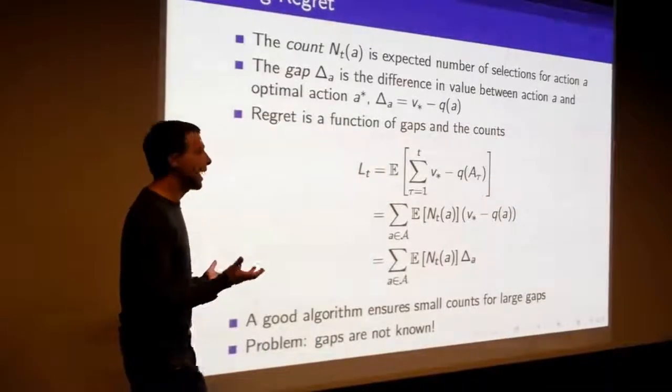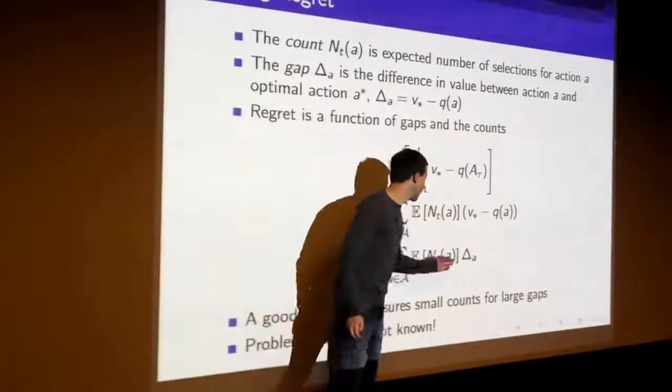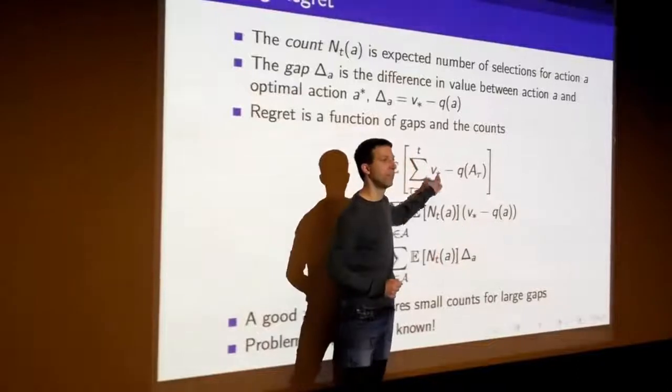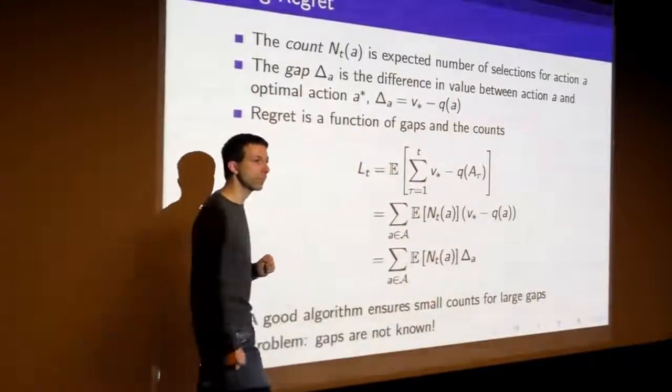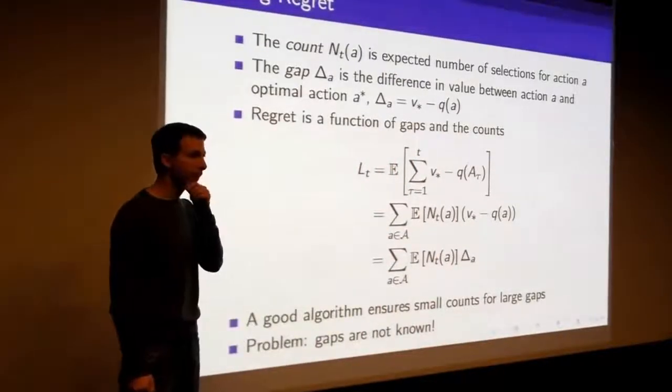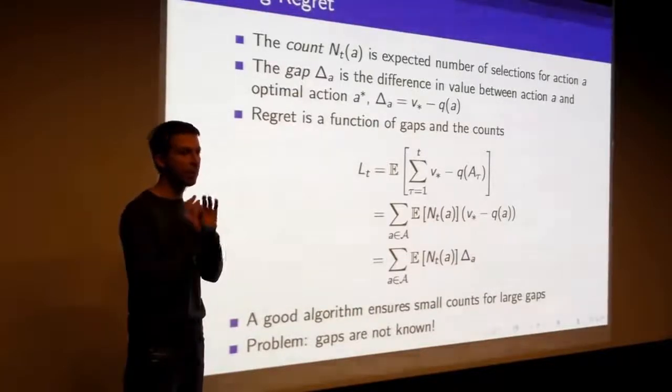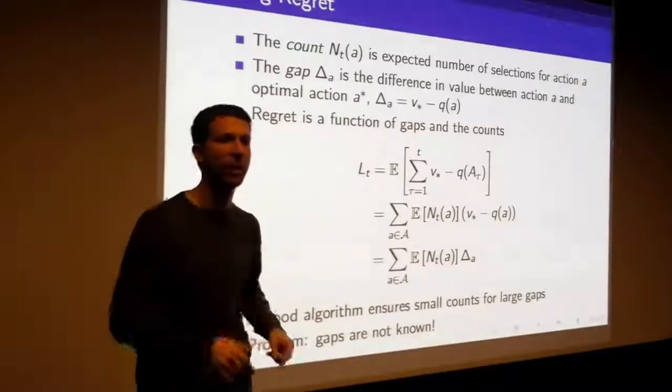And the problem is that these gaps aren't known. We don't know these gaps. We can count how many times we pick an action, but we don't know the gaps because we don't know B star. Yeah, question? The gaps obviously are different for each action, but they don't change over time, is that right? This is for the stationary bandit where nothing changes over time. Okay. Yeah. There are extensions to this where it can change over time.